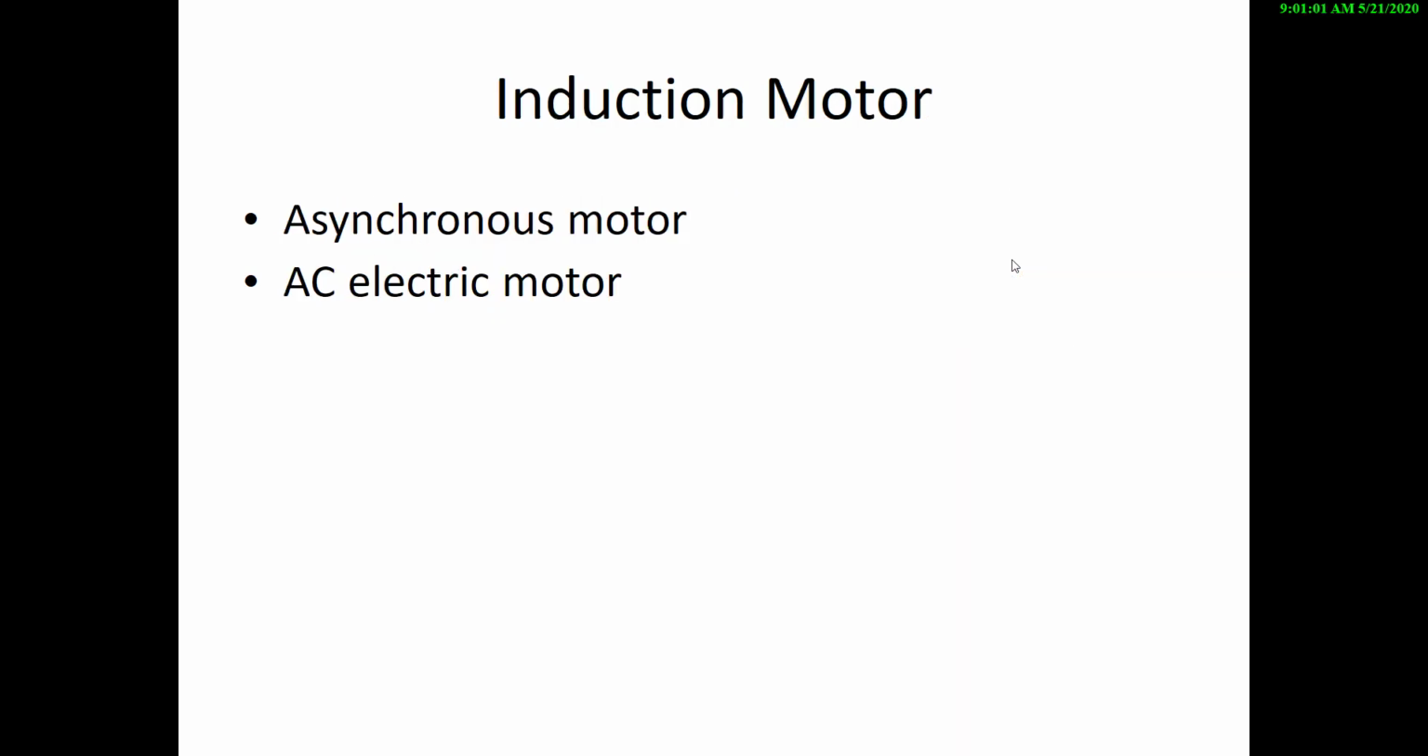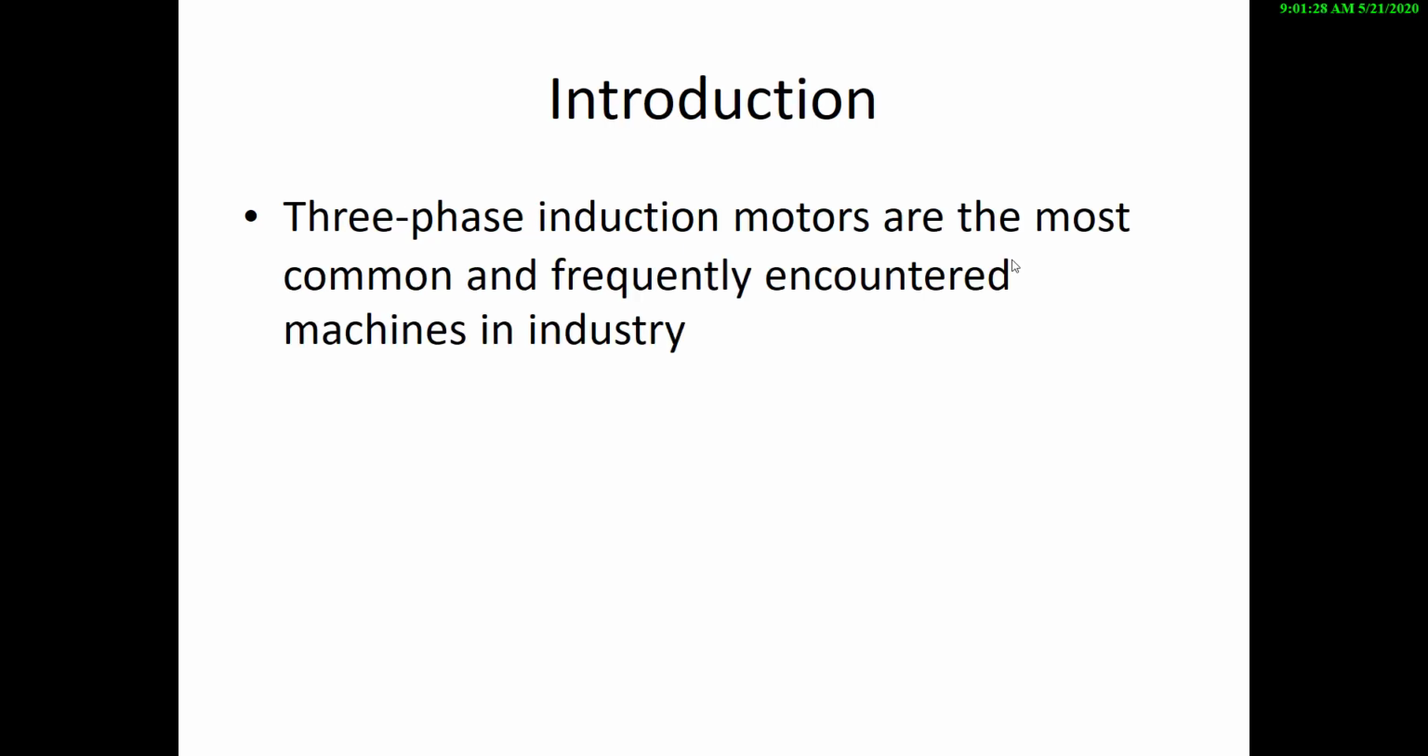The next one is the induction motor. There are two major types of motors available. That is the synchronous motor and the asynchronous motor. Under synchronous motors, there are two types available: plain synchronous motor and super synchronous motor. And under asynchronous induction motors, squirrel cage induction motors and slip ring induction motors are available. The next is the introduction to three-phase induction motors.